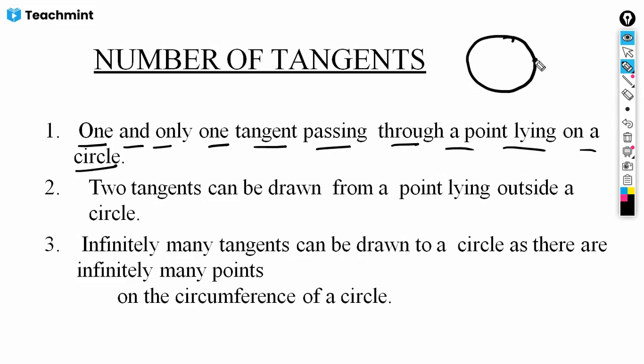At one point, how many tangents can be drawn? One tangent. How will the question be asked? How many tangents can be drawn to a point on a circle? How many tangents can be drawn at a point on the circle? One tangent. The next thing is two tangents can be drawn from a point lying outside a circle, he says.